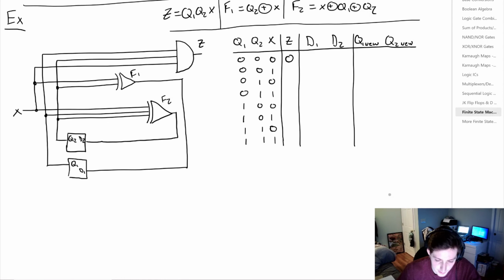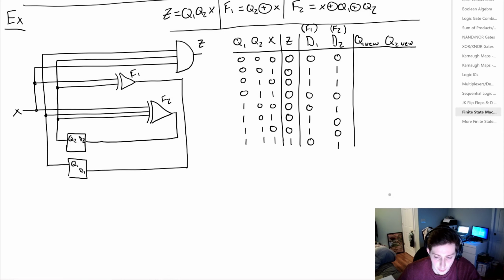So we can fill out Z quite simply. And from this, we want to look at the inputs D1 and D2. And what are those? Well, we can see that D1 is tied to F1, and we can see that D2 is equal to F2. So that allows us to fill in those values. And we know that upon the rising edge of the clock, the new state of the D flip-flop will be equal to what D is.